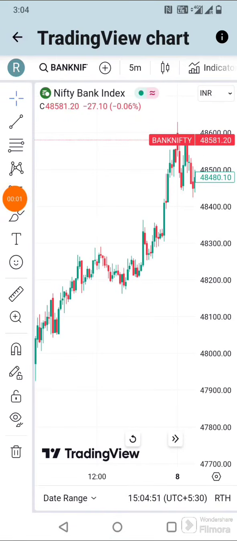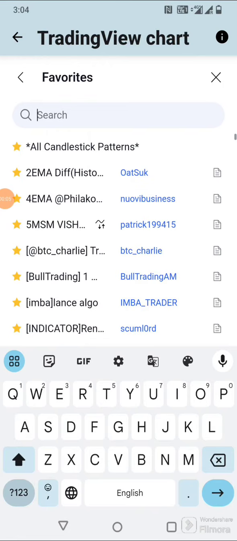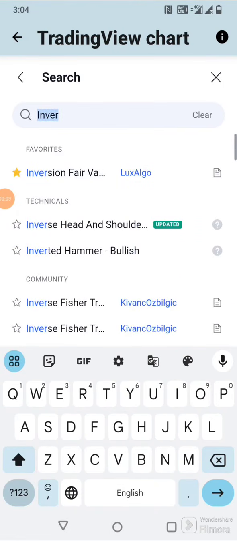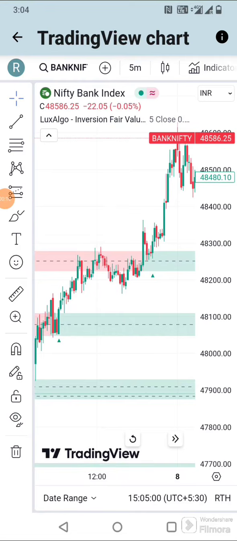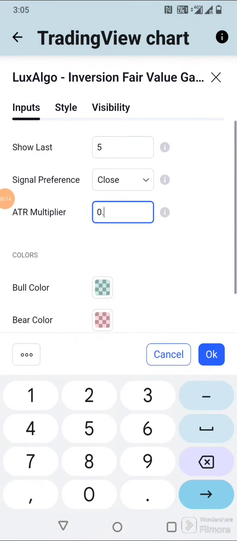Today I am gonna share with you one more indicator strategy. Go to tradingview.com. In the indicator section, search "inversion fair value gap Lux algo". In the settings of inversion fair value gap, make the ATR multiplier 0.5.